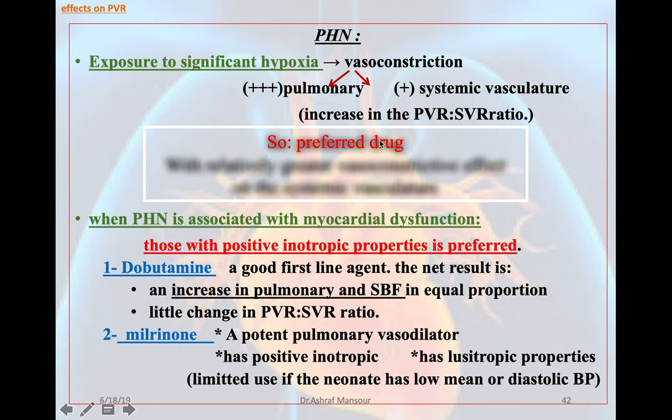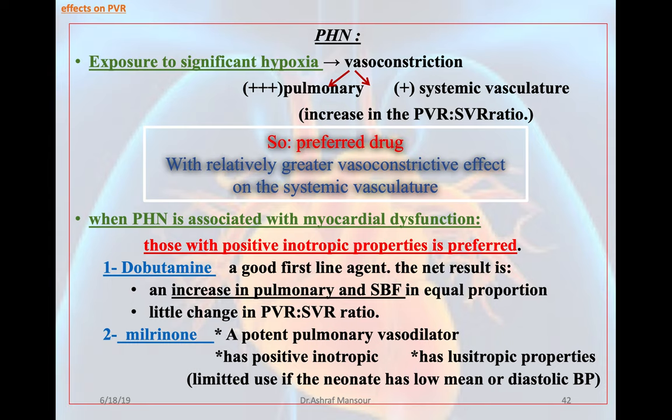So what is the preferred drug? The preferred drug is a drug which increases the systemic vascular resistance more than the pulmonary vascular resistance. So the systemic vascular pressure will increase more than the pulmonary, improving the pulmonary hypertension. Or a drug which can cause pulmonary vasodilatation more than systemic dilatation. So the preferred drug is one with relatively greater vasoconstrictive effect on the systemic vascular resistance, which will help in treatment of pulmonary hypertension.